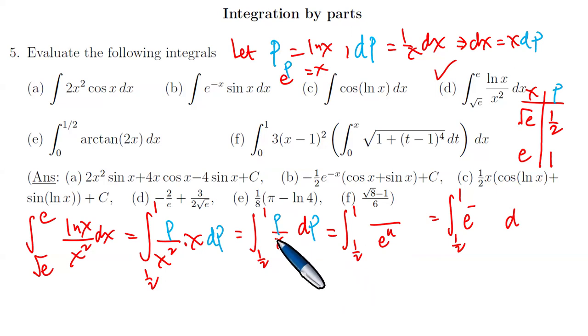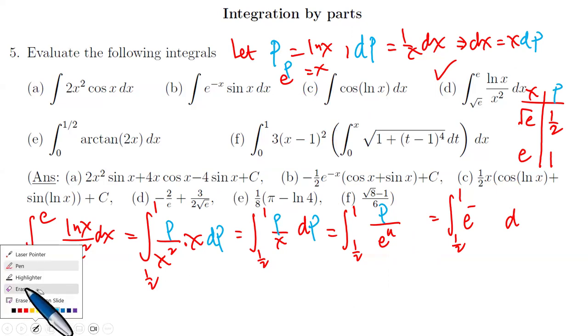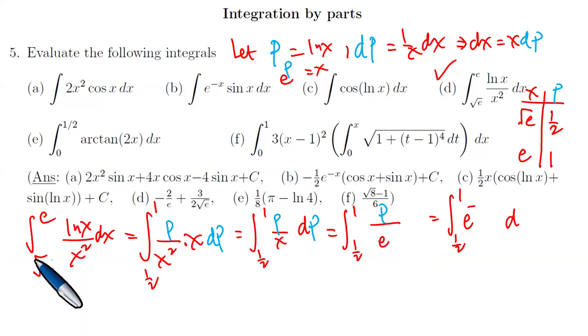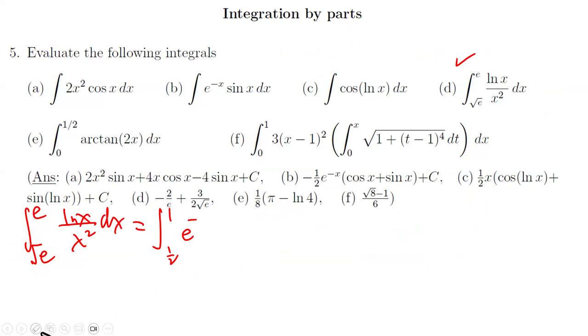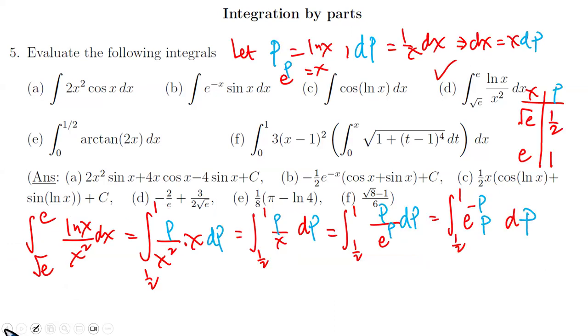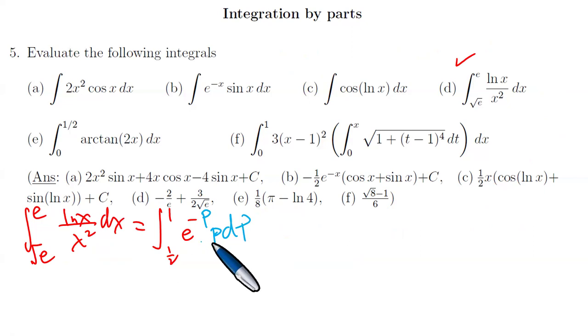And then we get to this, this p. And then in the denominator, what is x? X is e to the p, dp. So this one is e to the minus p, p dp. So which is exactly e to the minus p, p dp. Like that. So whenever we have this, we have this, but now we need to use an integration by parts.